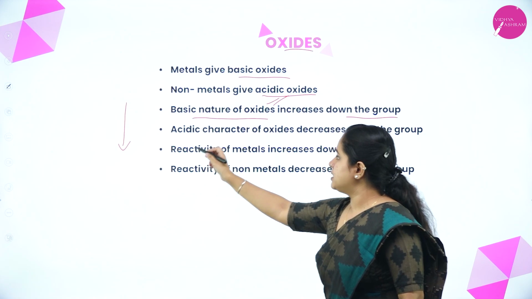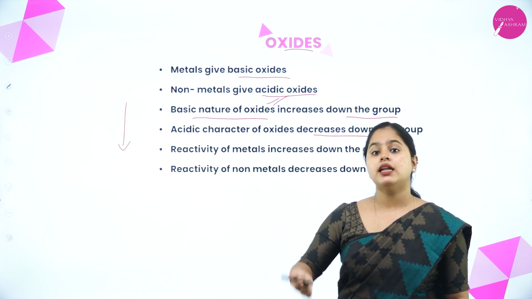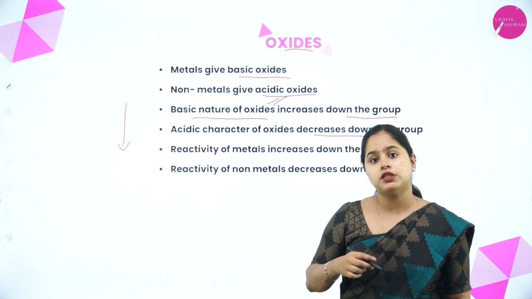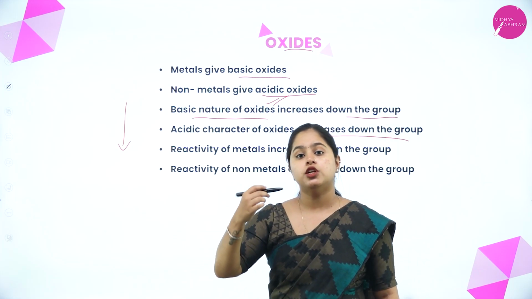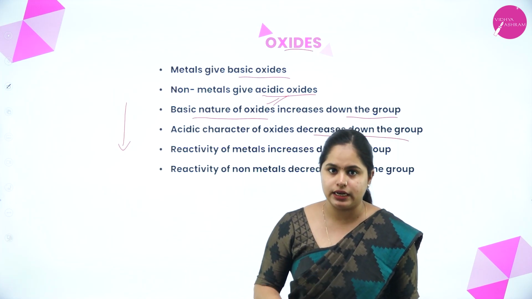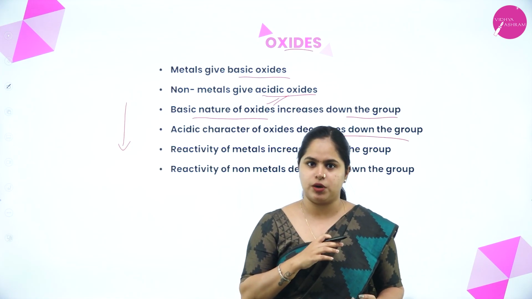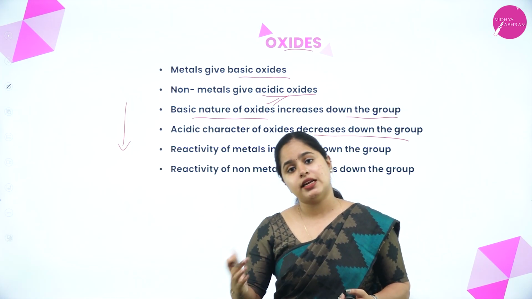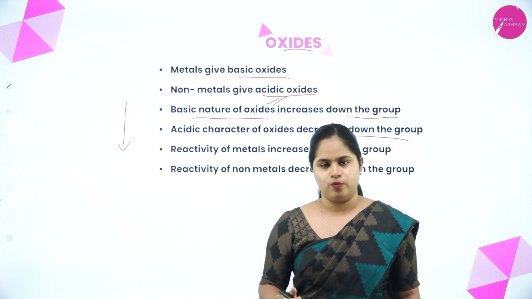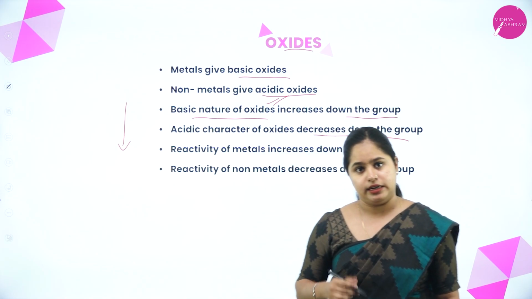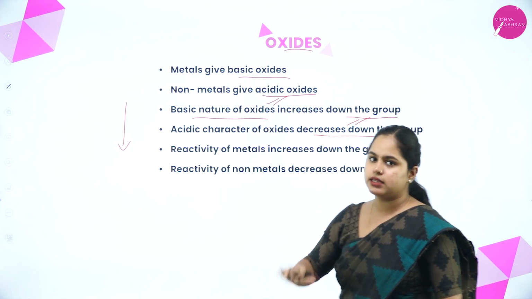Now moving on to the acidic character of oxides, it decreases down the group. What happens to the non-metallic character down the group? Down the group, the non-metallic character decreases, because as the atomic size is increasing, it is difficult to accept one more electron. So the tendency of an atom to accept one electron becomes less and less when we move down the group. Hence non-metallic character decreases down the group, and hence the acidic character of oxides also decreases down the group.